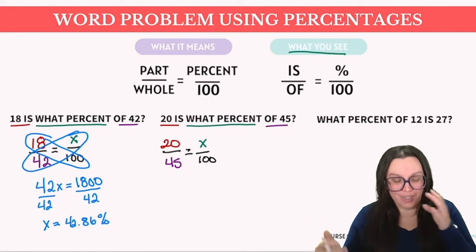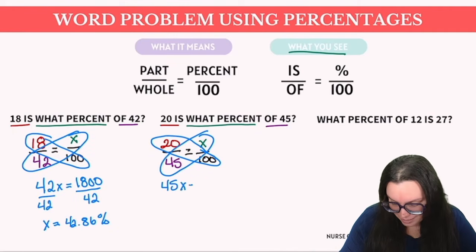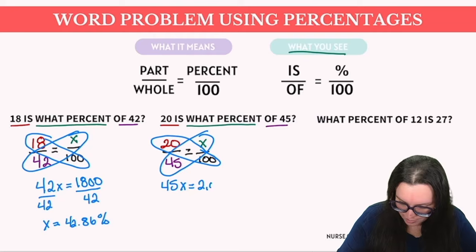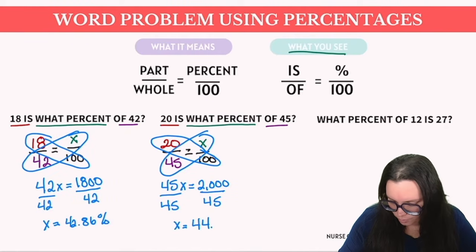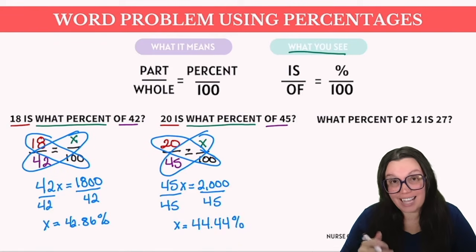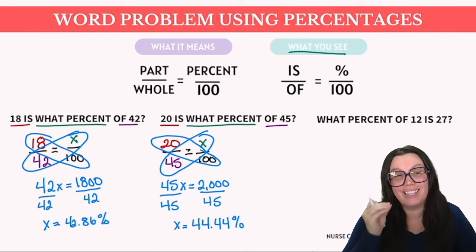So now we're just going to cross multiply. So we're going to multiply here, we're going to multiply here. That's going to give us 45x is equal to 2,000. Then we're going to isolate our x by dividing both sides by 45. And that is going to give us x is equal to 44.44%.